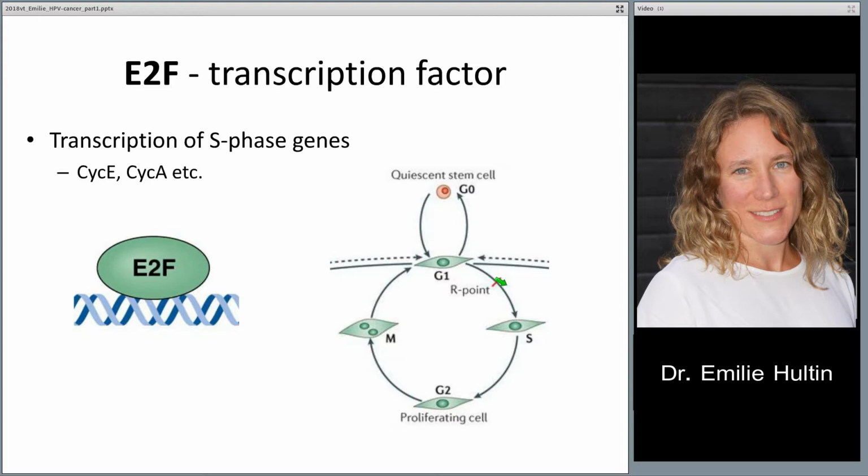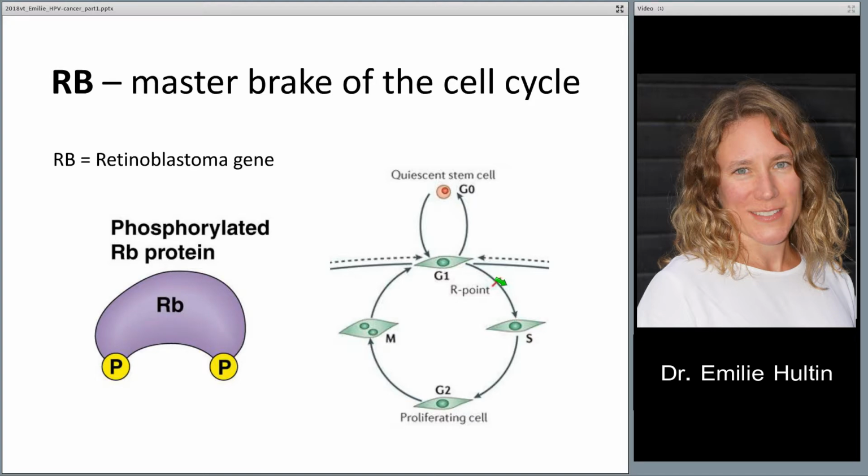E2F is a transcription factor, and this one is an oncogene when it is mutated. The transcription of S-phase genes is controlled by the E2F transcription factor. When E2F is bound to the DNA of the different cyclin genes, they will be transcribed, and the cell cycle will continue from the restriction point into the synthesis phase.